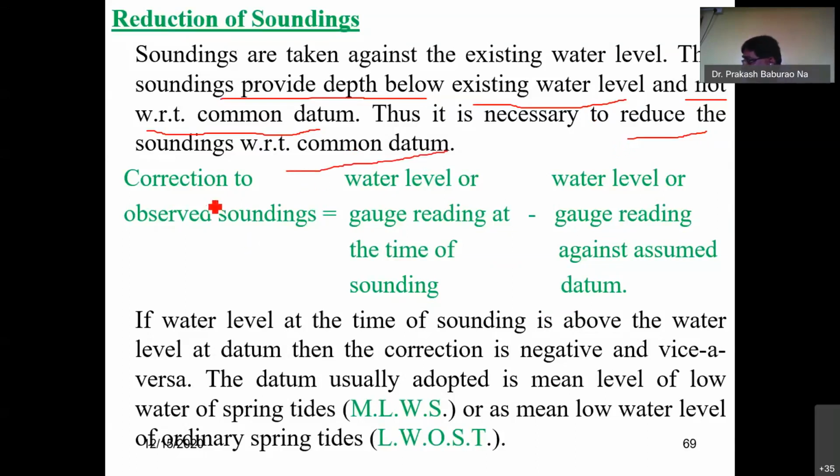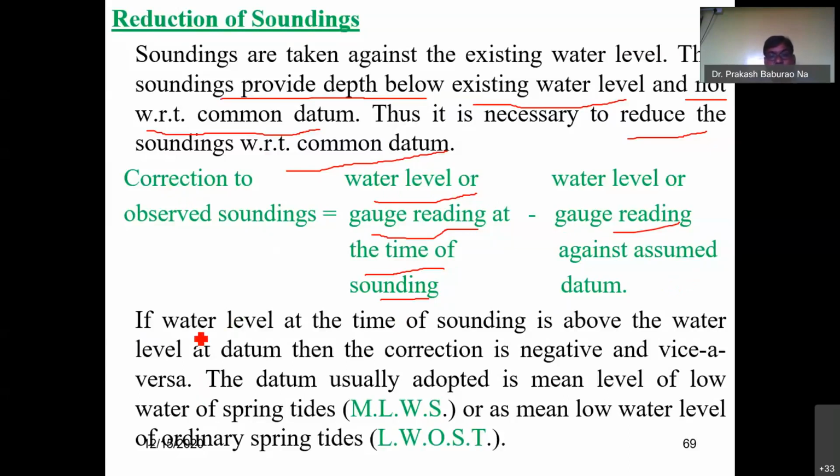Correction to the observed reading is equal to the water level or gauge reading at the time of sounding minus the water level or gauge reading against the assumed datum. So this is the way to correct the sounding, and it is a simple calculation. The water level gauge reading at the time of actual reading you observe here, and the gauge reading is observed against the assumed datum. That difference is nothing but the correction. Corrections have to be applied to correct the observations of the soundings.